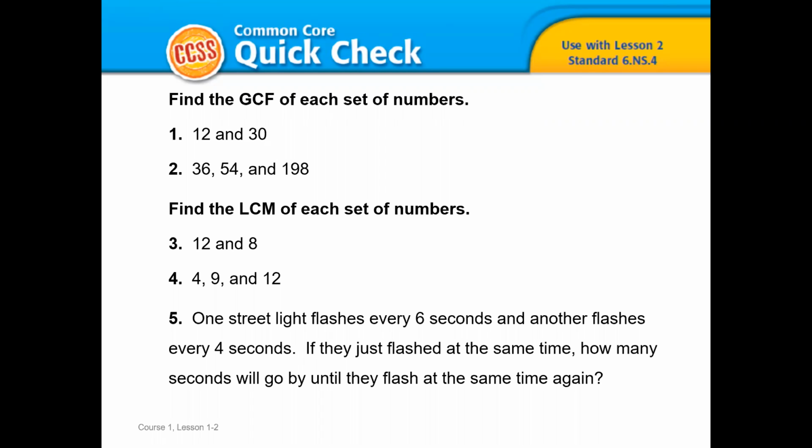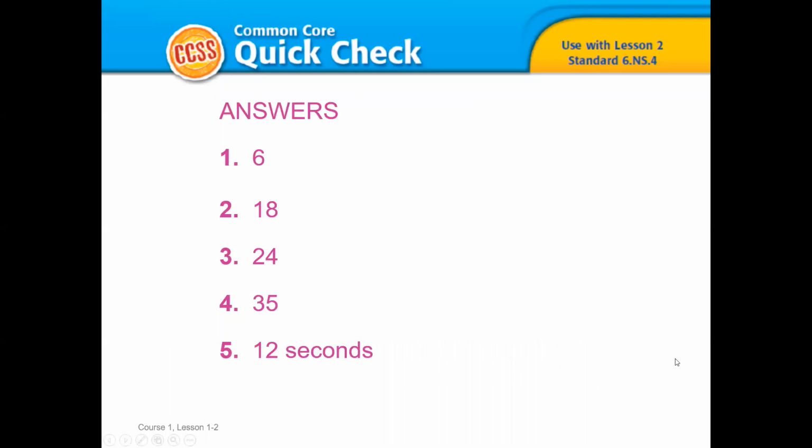So pause your computer on this slide, find the greatest common factor for 12 and 30, and then do number 2. Remember on number 3 and 4, you're finding the least common multiple. So you're going to make a table of the count bys. Give that word problem a try. Check your answers on the next slide. Pause the slide here to check your answers. Make sure to do all of your work in your math notebook.